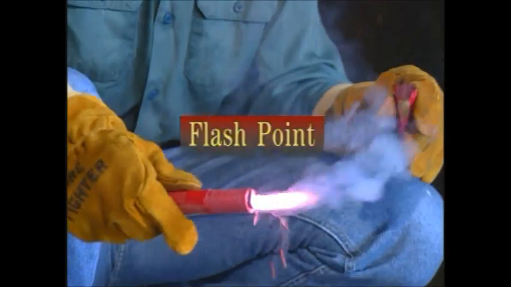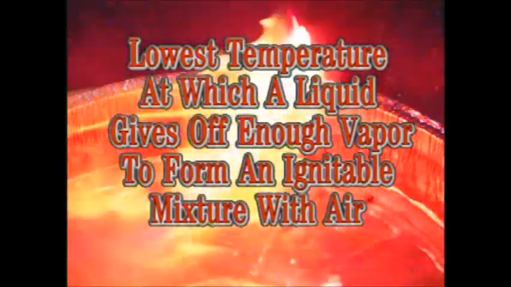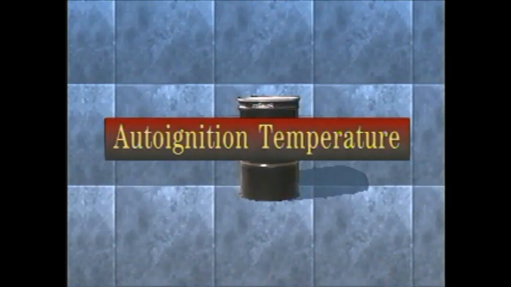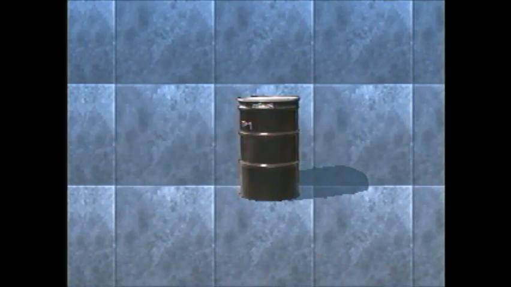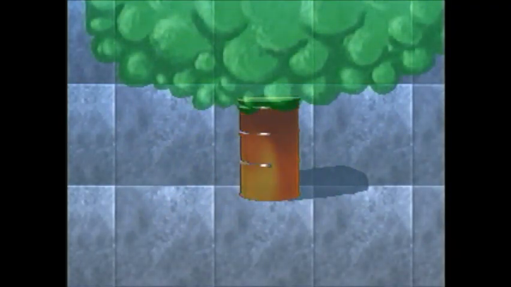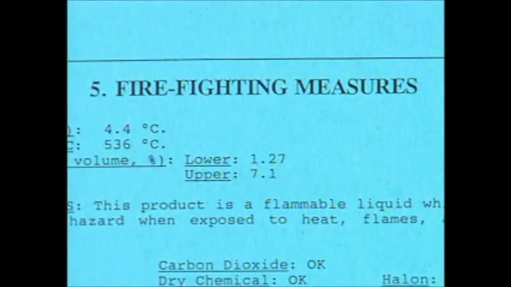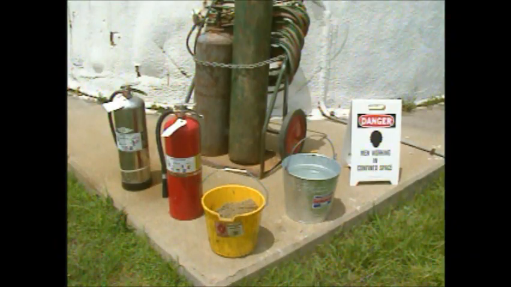The flash point is the lowest temperature at which a liquid gives off enough vapor to form an ignitable mixture with air and produce a flame when a source of ignition is present. Be sure to look for the term auto-ignition. Auto-ignition is the temperature at which a material will spontaneously ignite or burn without an ignition source. When a material burns, certain products will be emitted that may be hazardous. These hazardous combustion products will be listed here as well. Section 5 will also include some basic firefighting guidance and tell you which extinguishing agent to use.